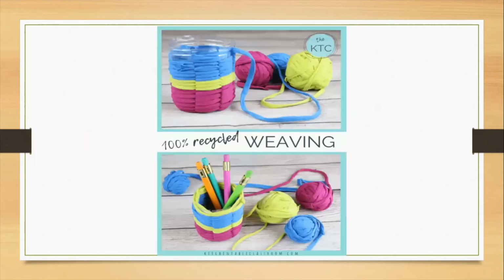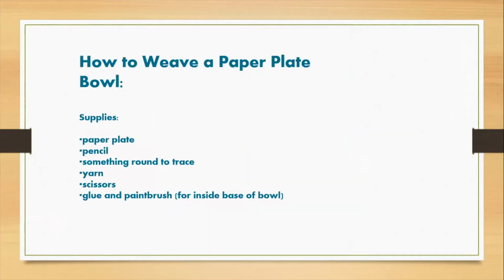So there's one here about recycling. If you can see in this picture, they're using an empty bottle, and those wee balls of material are actually old t-shirts that have been cut into strips and used to weave. So think about the things in your house already that you could recycle to make a basket. This is where we're going to start.